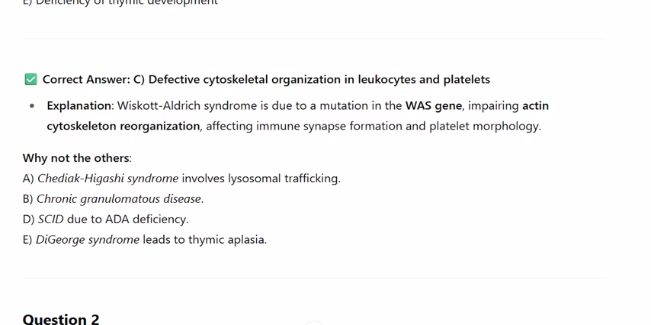A. Chediak-Higashi syndrome involves lysosomal trafficking. B. Chronic granulomatous disease. D. Due to ADA deficiency. E. DiGeorge syndrome leads to thymic aplasia.